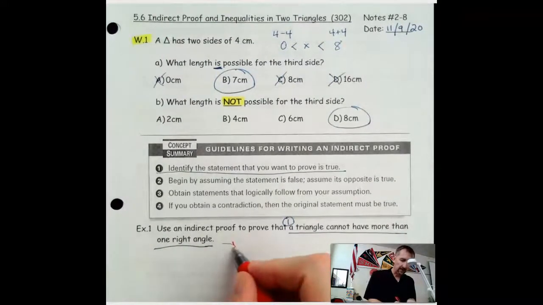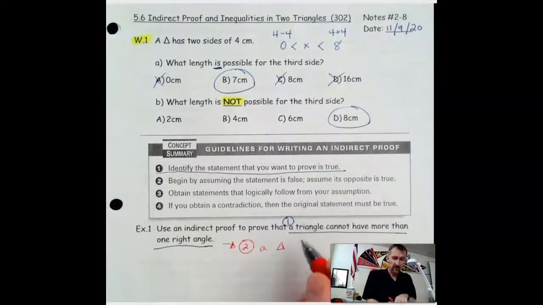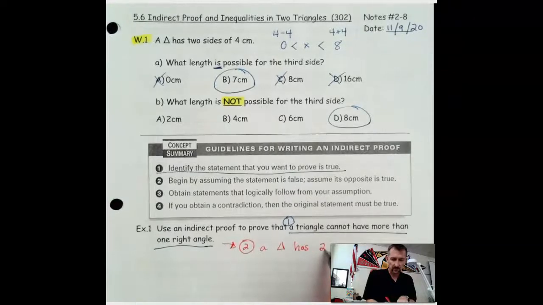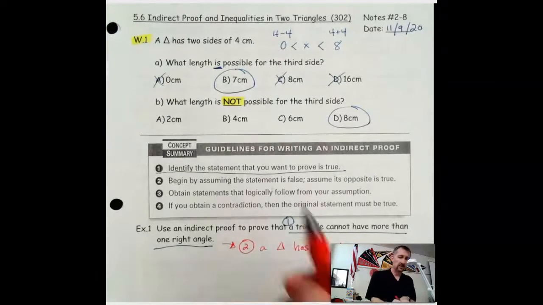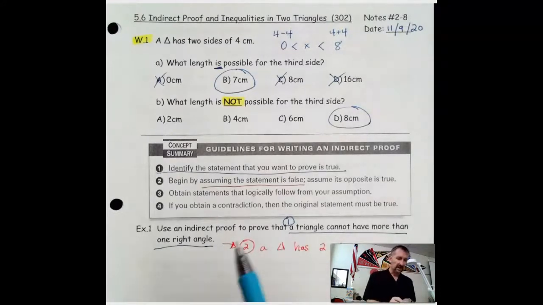Step 2, begin by assuming that the statement is false. So take that, and if it was false, it would be a triangle, let's just say, that has 2 right angles. That would be assuming the statement is false. If it cannot have more than one, then 2 would be an assumption that that's false. Opposite. I don't say it's opposite, but anyway. Obtain statements that logically follow from your assumption.